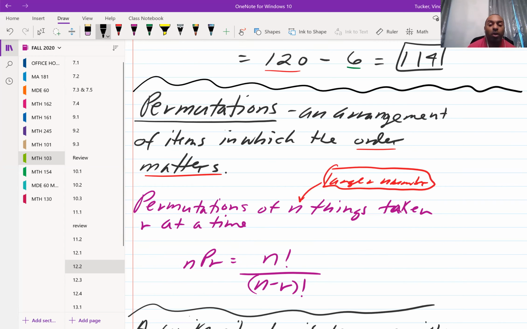Notice this is the permutation of N things taking R at a time. N is always going to be the larger number. What they mean by R at a time: let's say I have a classroom of 30, and I'm going to choose 5 out of 30 students to go on a trip. How many different ways could I choose 5 out of 30? You're talking about the permutation of 30 students taking 5 at a time. And N is always going to be the larger number.